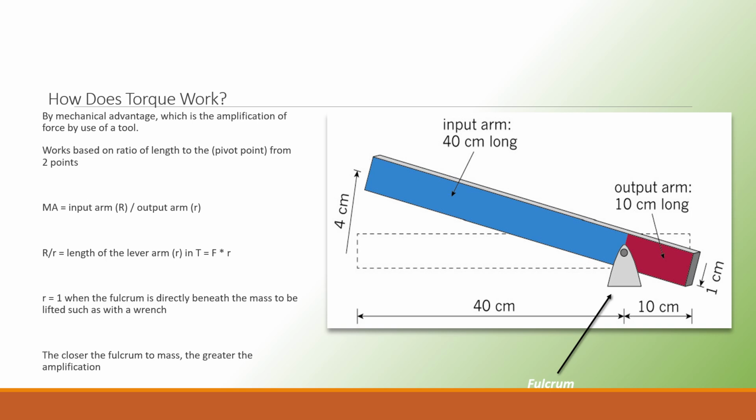If I have an input arm that's 3 meters and an output arm that is 1 meter, I have a 3 times mechanical advantage. If they're the same, I have 1 mechanical advantage. I don't have any mechanical advantage.